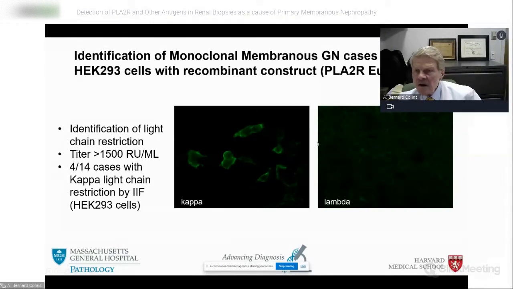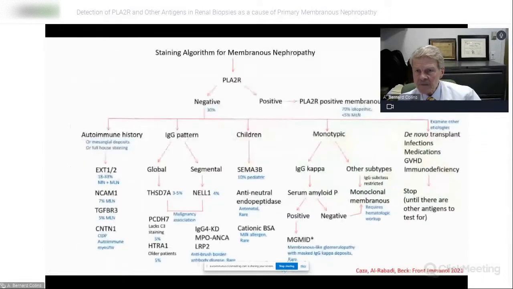Here you see the transfected cells that have the control construct and the PLA2R construct in them. This is detected with a specific antibody to kappa after the incubation with the patient's serum. You can see the patient's serum reacts and is detected using the kappa probe, but there is no detection using the lambda probe. More to come on that aspect.